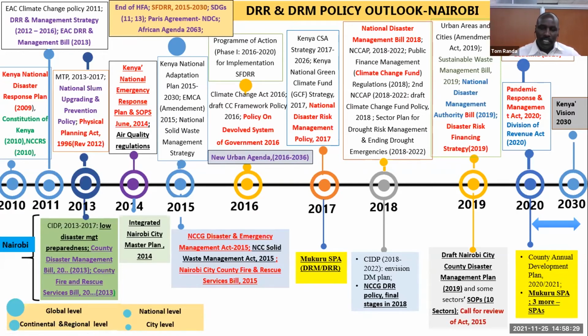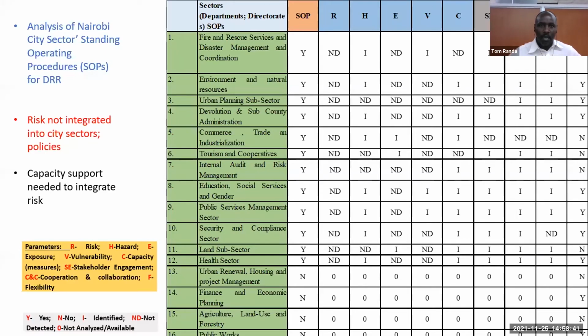And one of the outputs of this is that the city's sectors, that is the high-level policy makers and also the middle level, couldn't operationalize the legislation. When you look at the sector level also, which we did, we looked at the standard operating procedures. Why means these sectors had standard operating procedures, ND meaning that hazard or risk was not detected, and you realize that largely all the sectors didn't integrate risk into their standard operating procedures.